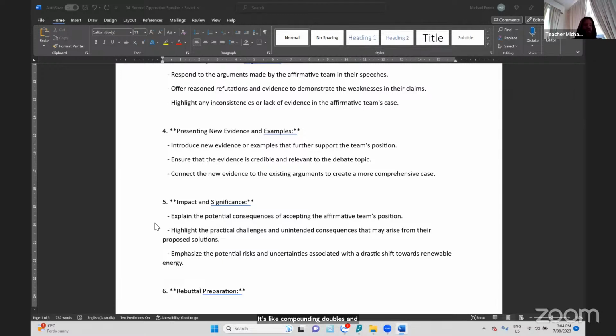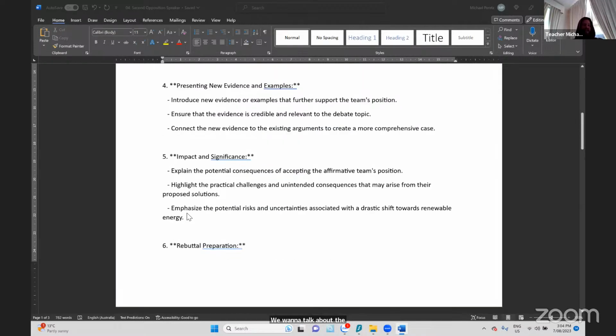We want to talk about the impact and significance. So we want to explain the potential consequences of accepting the affirmative team's position. What's going to happen if we are so quick to jump into these renewable energy sources? You want to highlight the challenges and the unintended consequences that may arise from their solutions.